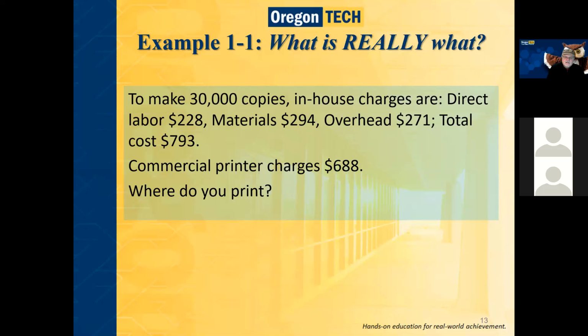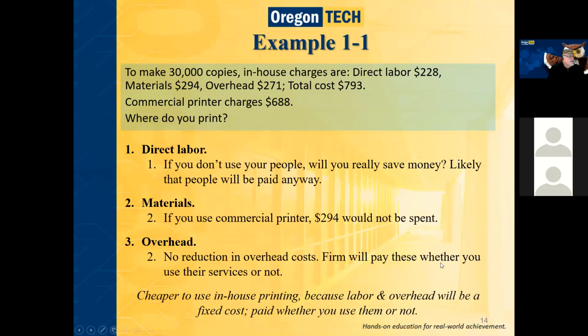It's one of those things where you've got to take a minute and say, okay, what's what? What do you know? You've got direct labor, materials, and overhead. Direct labor, for those of you who haven't had cost accounting, generally means something someone is physically doing. You might have someone pick up a ream of paper and put it into a printer. Someone might have to pick up finished copies and put them in a pile. Direct labor. Materials required.